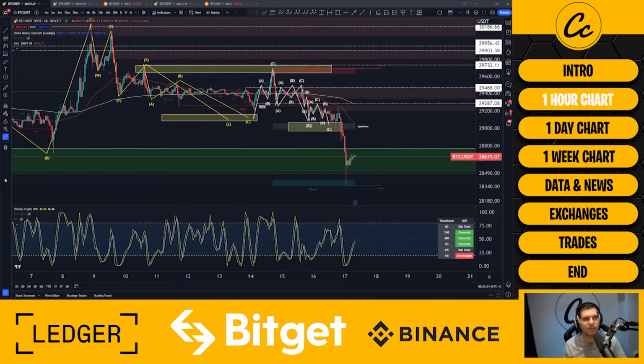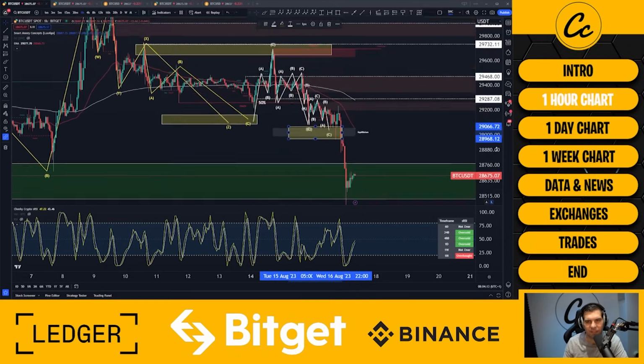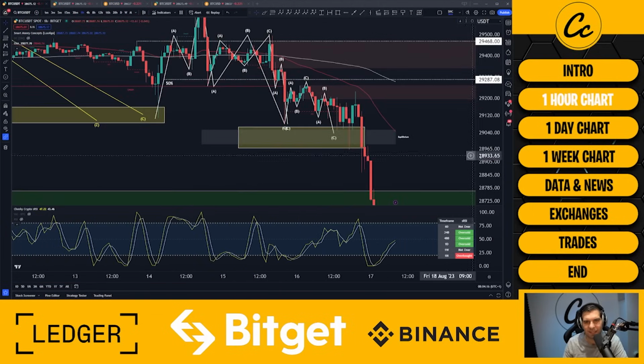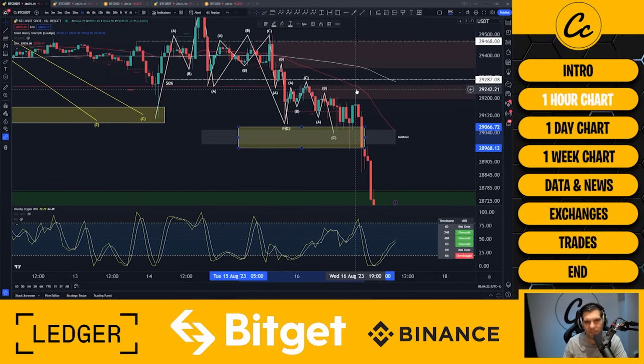So kicking things off with the 1 hour time frame. Here we have Bitcoin paired up with USDT on the BitGet spot exchange 1 hour time frame. And we saw a big move to the downside, big shift on BTC. Our original target range, which we actually did bounce from quite nicely, was at 28,968 to 29,066, sorry.